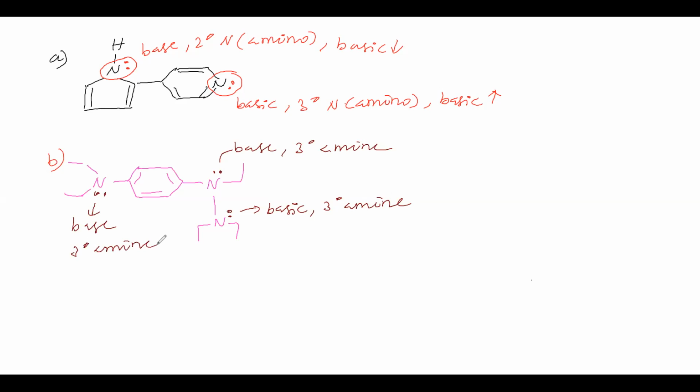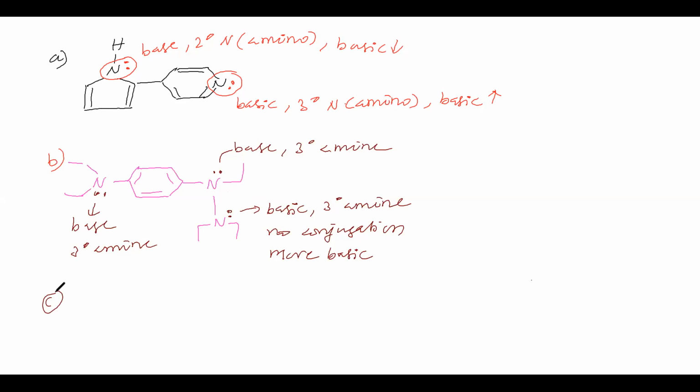Next, this lone pair is in conjugation with the pi bond. This lone pair is also in conjugation with a pi bond. This lone pair does not have any conjugation. Hence, the availability of lone pair density is high when compared to these two. Therefore, out of these 3 nitrogens, this nitrogen has the more basic nature.